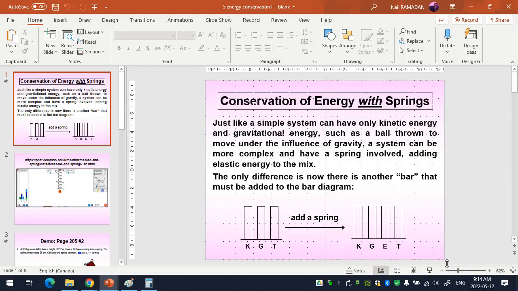So the only difference now, instead of 2 bars adding to the total. By the way, what does T mean now? I can't call it mechanical. Mechanical only applies if you only have K and G. So here you can call it M. But when you add absolutely any other energy storage, you have to call it total. By the way, could you have called it total in the beginning, like with K and G? Yeah, it's the same principle, but it just has a special name when you only have 2 players, K and G.